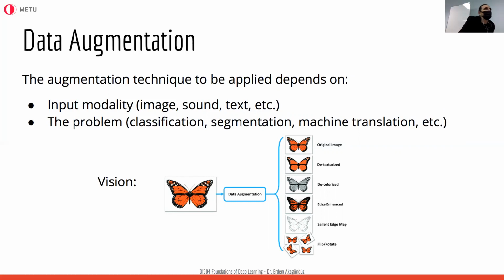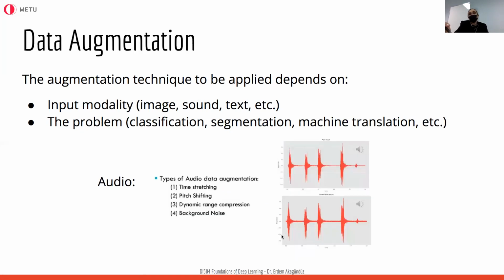So let's go over it. For example, you are trying to recognize a type of butterfly. So if this is the original image, you can, I don't know, detexturize it. You're losing the edges. Decolorize it, because there could be butterflies like that as well. If you're trying to detect butterflies, I'm sorry, not recognize. Flip them, rotate them, because the photographs can be taken at an arbitrary angle, whatever. So this would be a good type of data augmentation for vision. For audio, that's a different story.